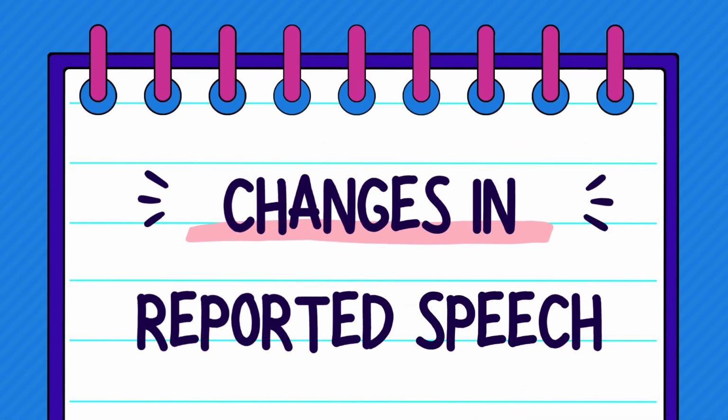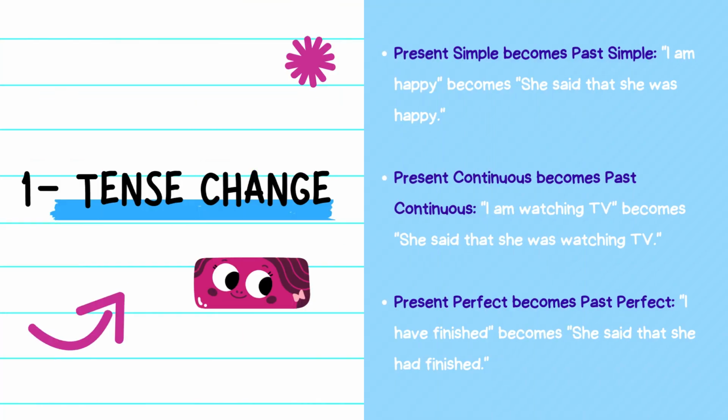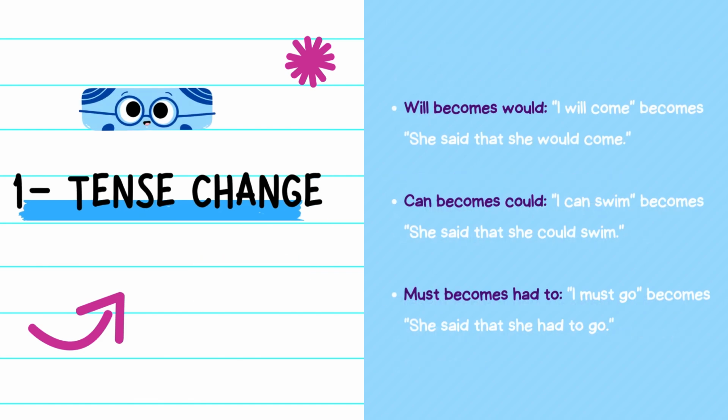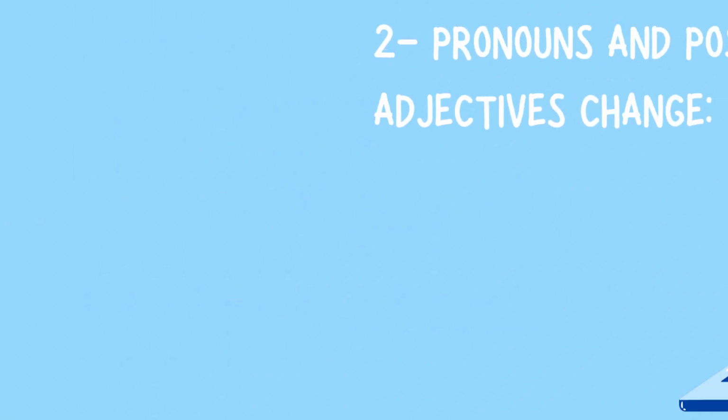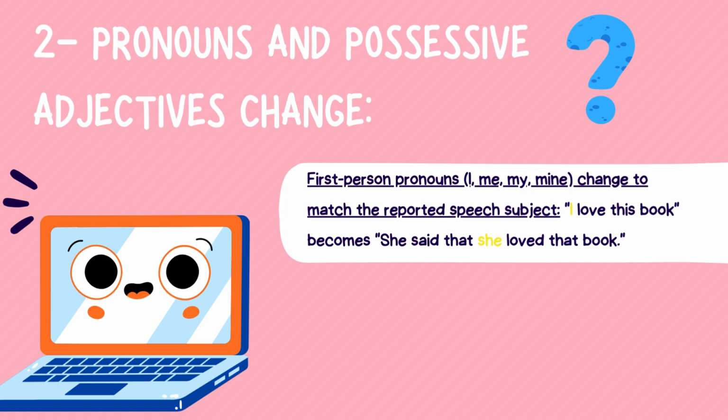Next, when we change from direct to reported speech, several things can happen. Tense changes. The tense of the verb usually moves one step back in time. Present simple becomes past simple. Present continuous becomes past continuous. Present perfect becomes past perfect. Will becomes would. Can becomes could. Must becomes had to. Two, pronouns and possessive adjectives change.